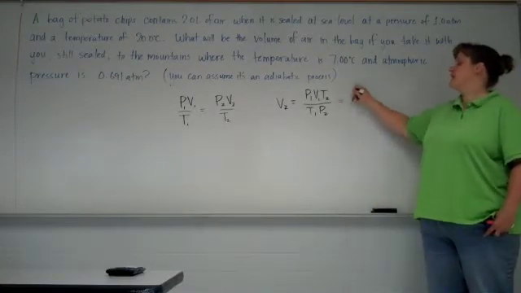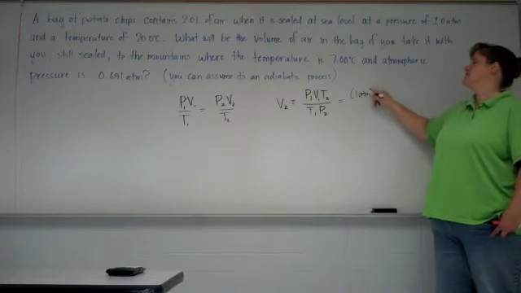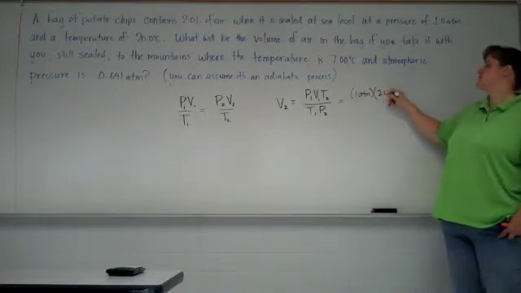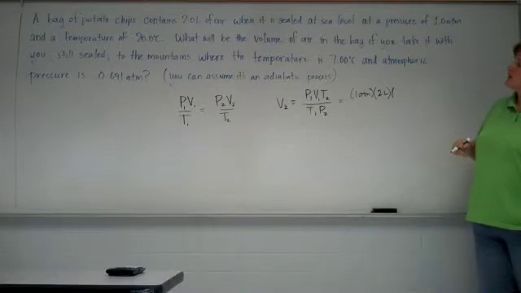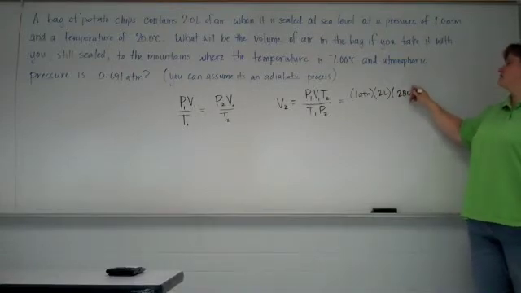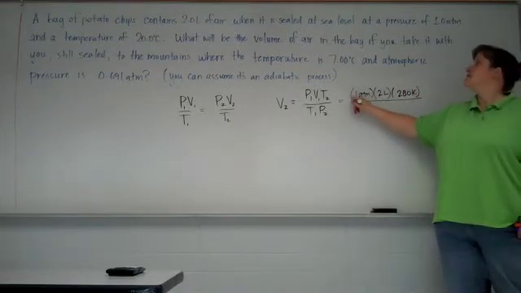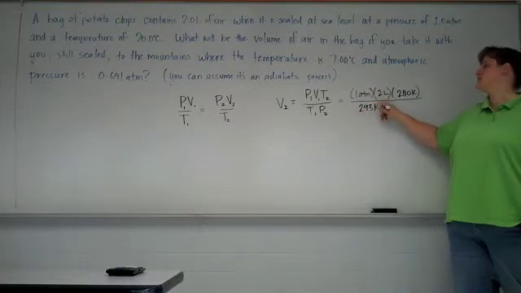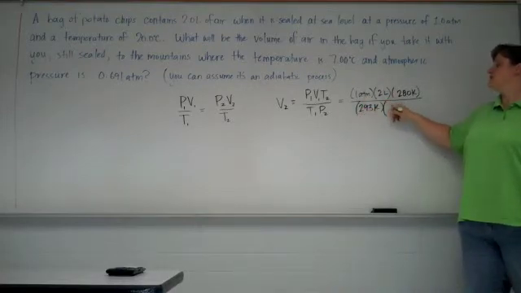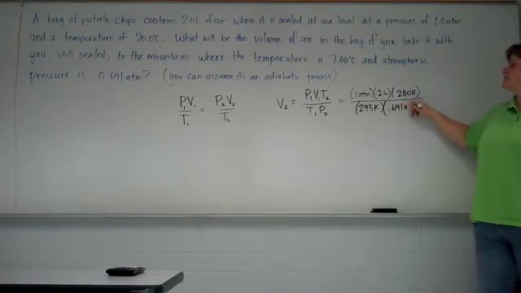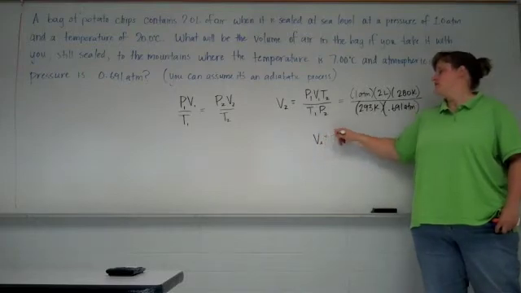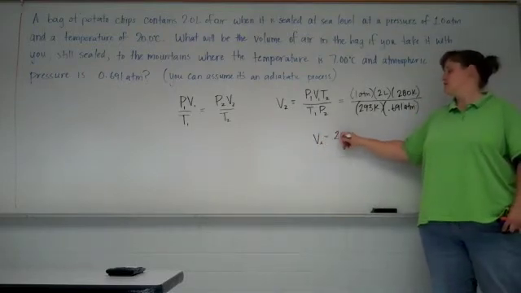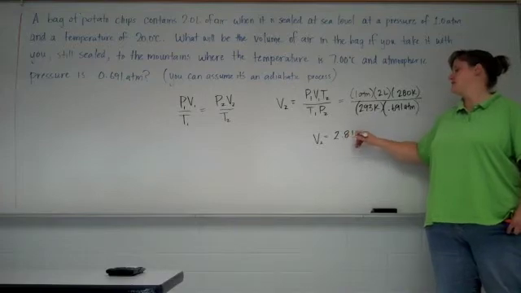So P1 we can leave in atm, that's fine. V1, 2 liters. T2, 7 degrees Celsius plus 273, 280 Kelvin. T1 is 20 degrees Celsius plus 273, so 293 Kelvin. P2 is the 0.691 atm. Plugging that all through, you get 2.8 liters.